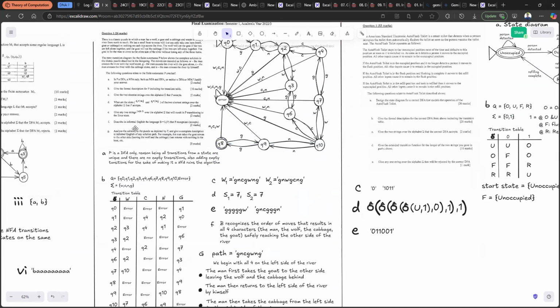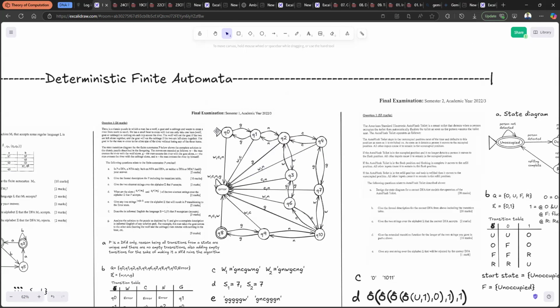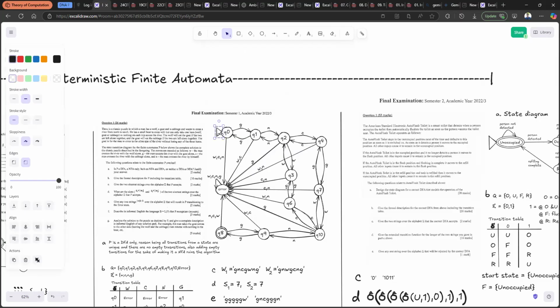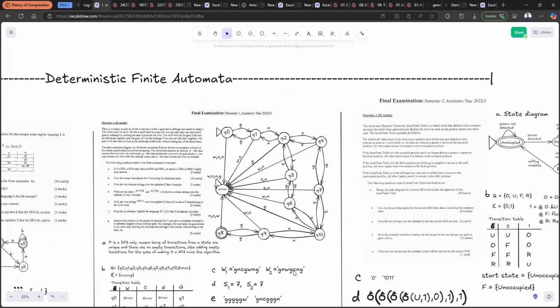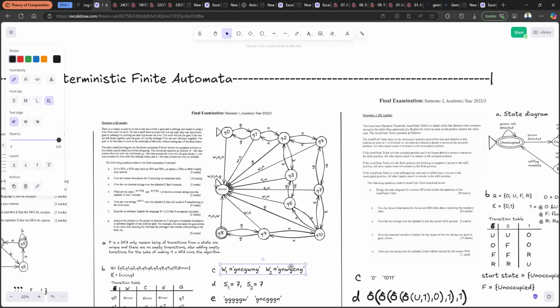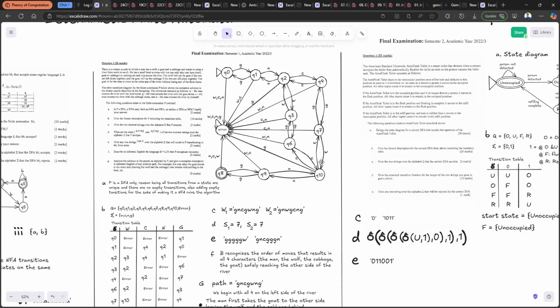C says, give the two shortest strings over the alphabet that P accepts. The way I did this was to start at the start state and follow the arrows until I reach the final state, the shortest possible path. We actually had two of the same length, 7, that resulted in acceptance. Question D asks what the sizes of the two shortest strings are, and they were both 7.